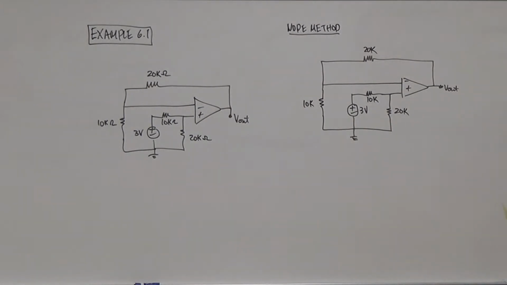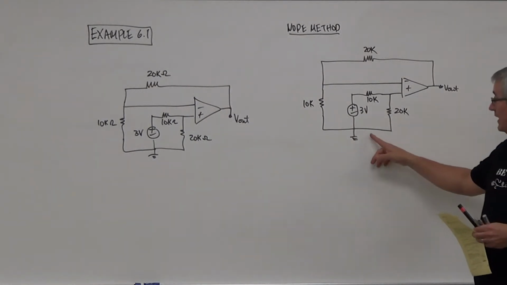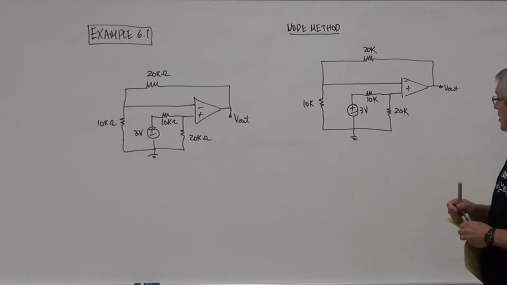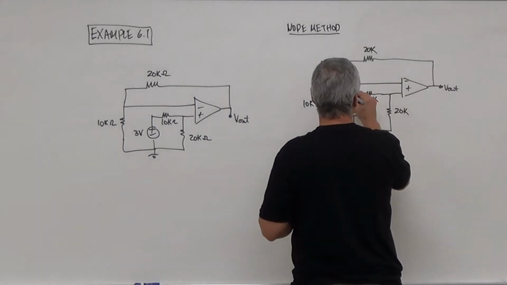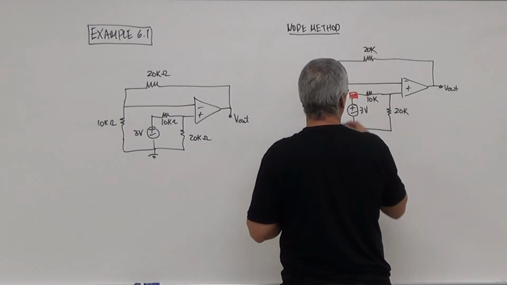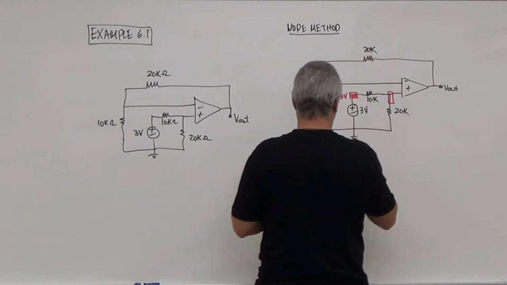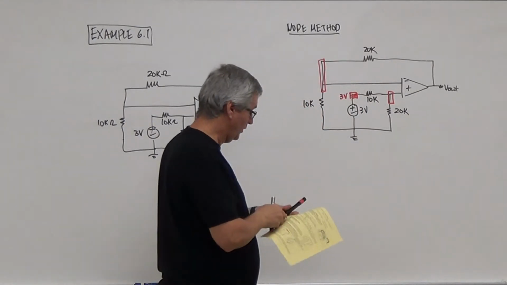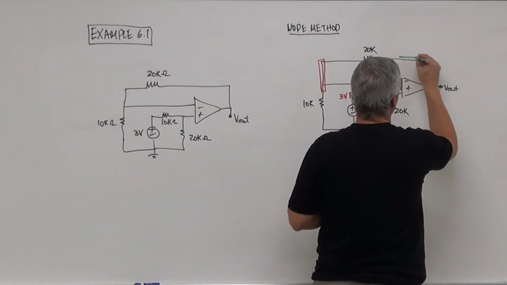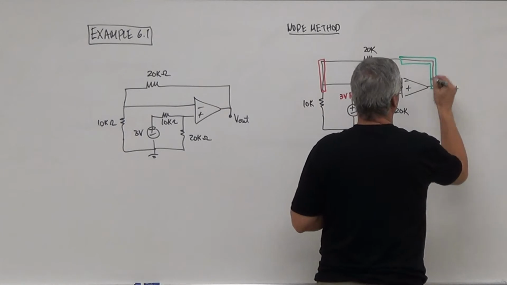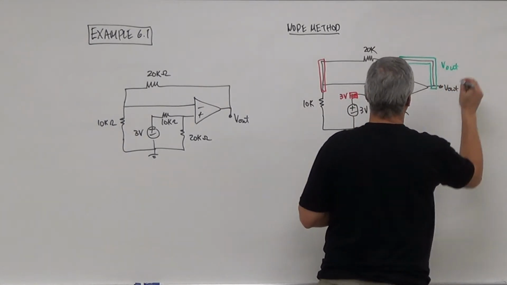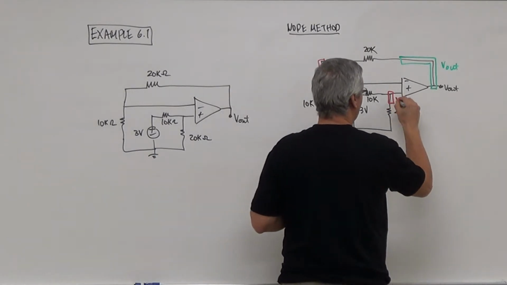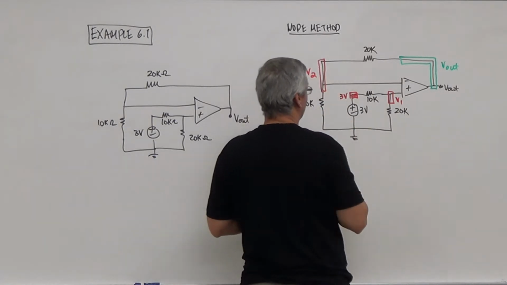So here we go. Let's look at this. Clearly there's a ground here. When I look at these node voltages, you can see that this node right here is clearly 3 volts. I know that this node must be the same as that, but we won't talk about that until afterwards. Then I have this node right here, so this is the out. We call this one V1, and then this is V2 right here.